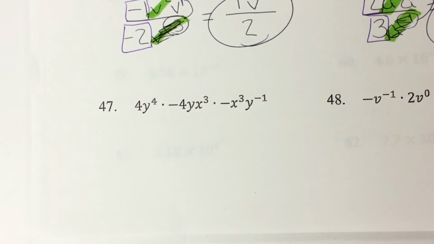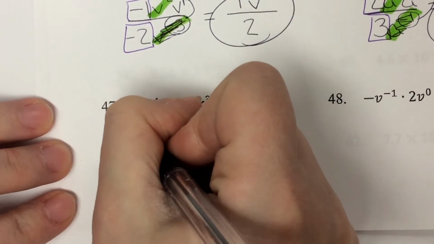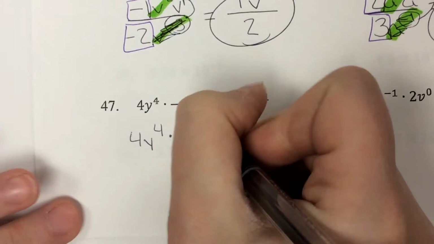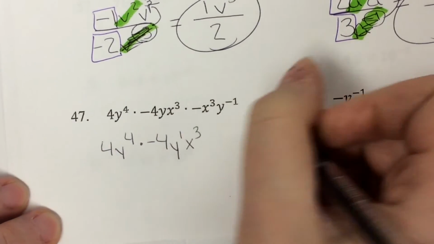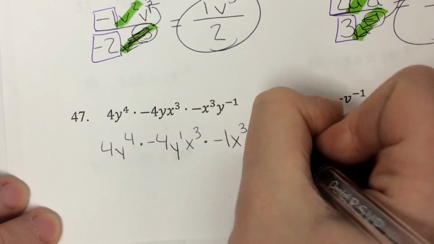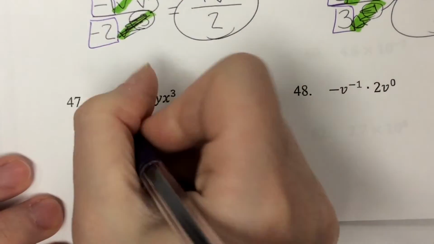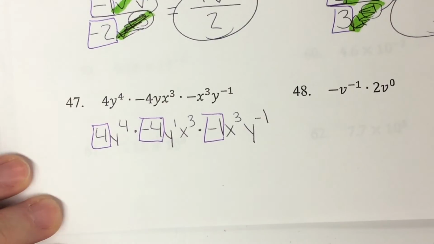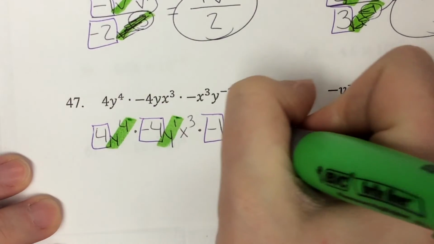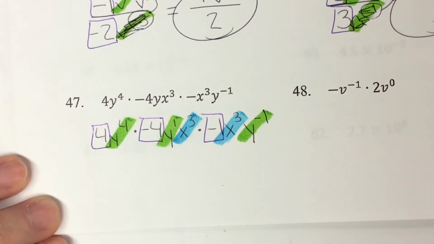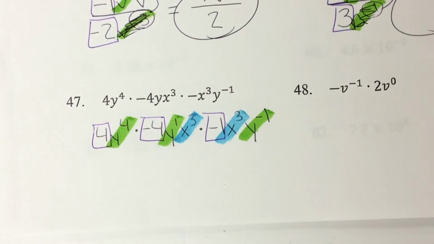All right, 47. Now we're going to bring in some more exponents. 4y to the fourth power times negative 4y, no exponent, so to the first power, x to the third, times negative 1x cubed, y to the negative first power. All right, so let's box those coefficients. And highlight. Let's do y's in green, and we'll do the other two, this x and this x in blue. All right, let's do our properties first, and then we'll see if we have any negative exponents left over.